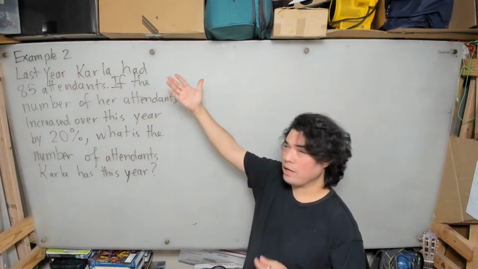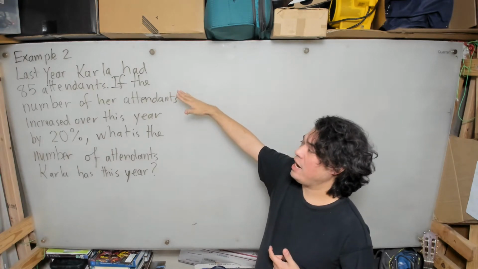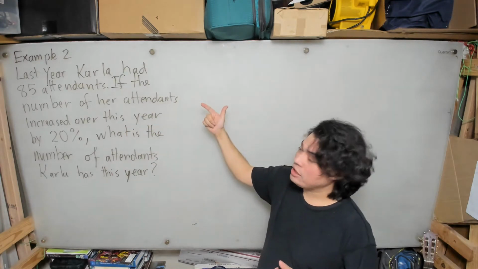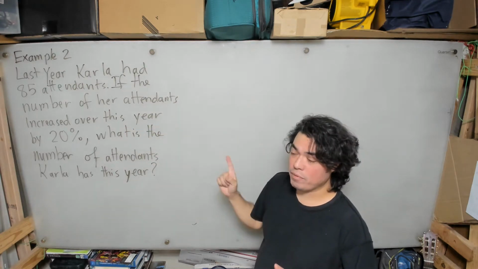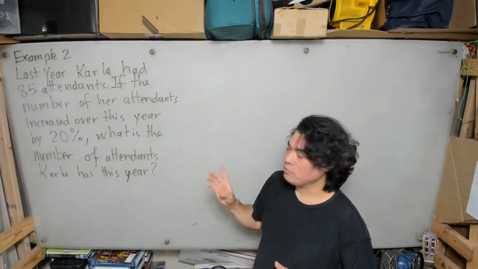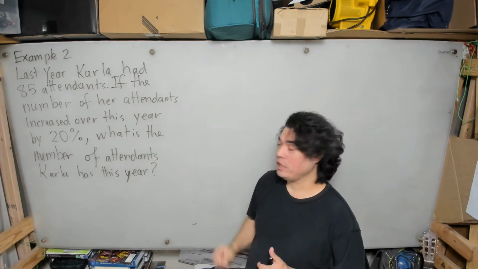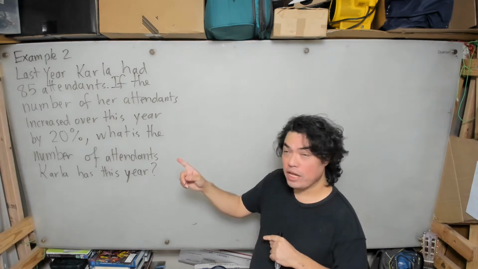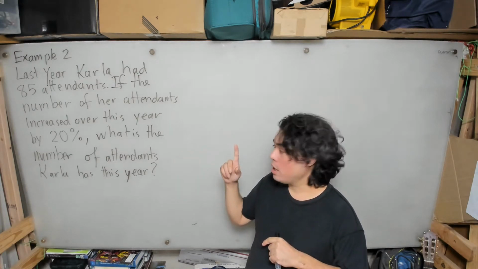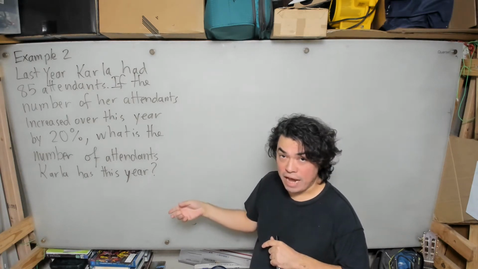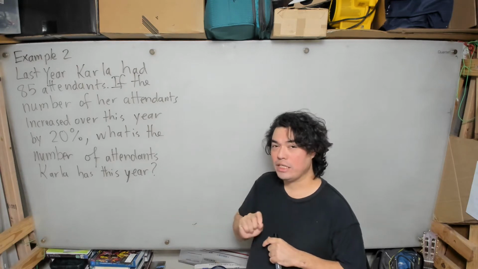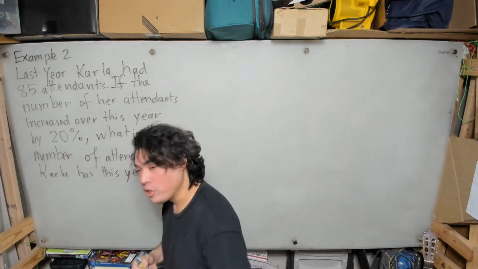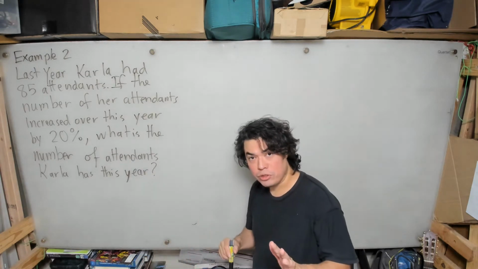So let's read it again. Last year, Karla had 85 attendants. So that was last year. If the number of her attendants increased this year by 20%, what is the number of attendants Karla has this year? Aha. The before value is going to be 85. And what we're going to be looking for is the after value. And you'll notice I didn't say what the x was because we're going to discuss that right now.